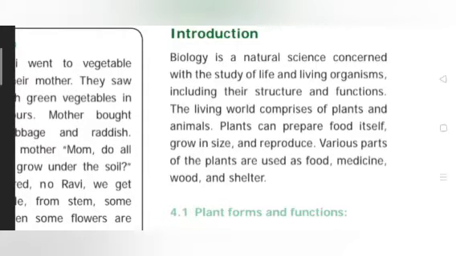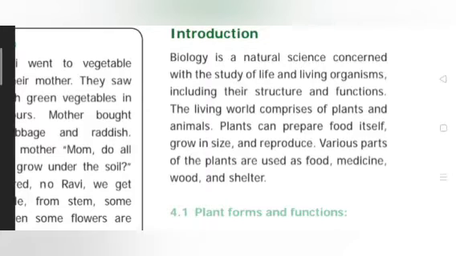So when we are talking about living organisms, the living world comprises plants and animals. Am I right? The living world contains both plants and animals. Plants can prepare food themselves, grow in size and reproduce. Various parts of the plants are used as food, medicine, wood and shelter. Am I right, children? Yes.